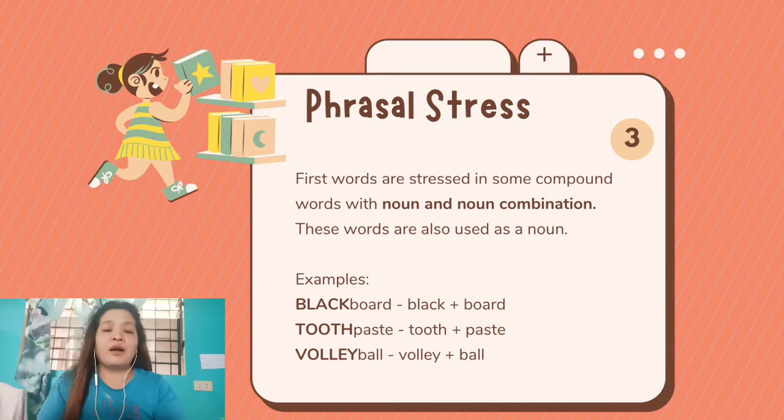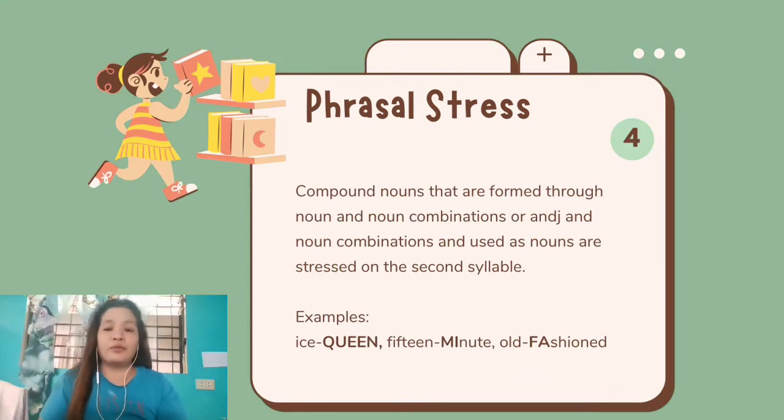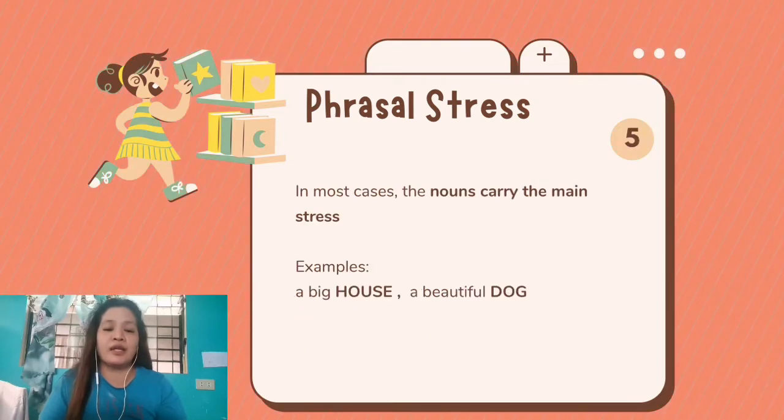Examples are blackboard, Iceland, toothpaste. Compound nouns that are formed through noun and noun combination or adjective and noun combinations and used as nouns are stressed on the second syllable. Examples: ice cream, 15-minute, old-fashioned, Barbie doll. In most cases, the nouns carry the main stress. Examples are a big house, a beautiful dog.